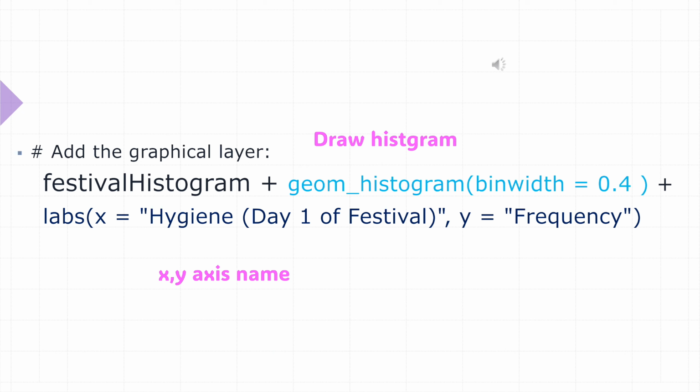Add a histogram layer to festivalHistogram. Use a bin width of 0.4. Set an x-axis label to hygiene using labs. This turns the figure into a proper histogram.